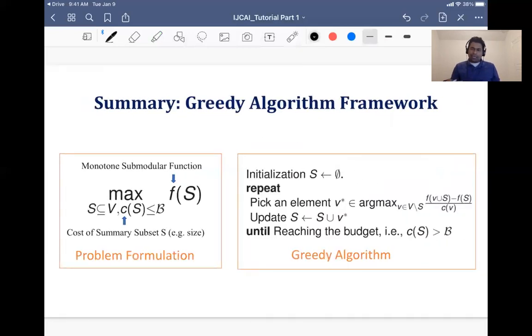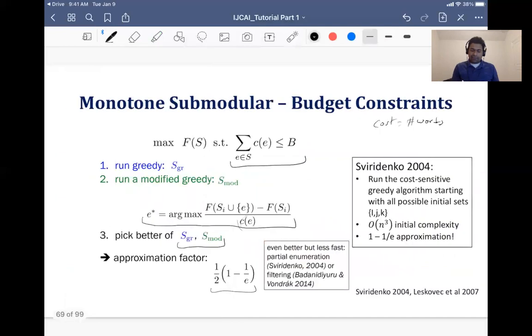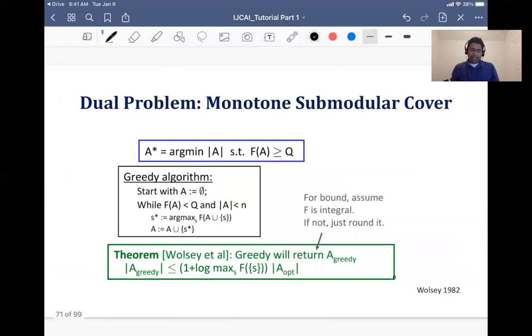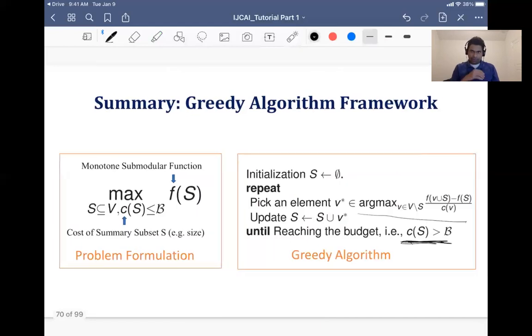So you can summarize in general, for this budget constraint problem, the greedy algorithm as follows. You pick the best cost sensitive item, which is f of v given s divided by c of v, and update it until my budget is satisfied, right? C of s less than b. As soon as C of s becomes greater than b, I stop. So this is the greedy algorithm, and this has the guarantee we spoke about, right?